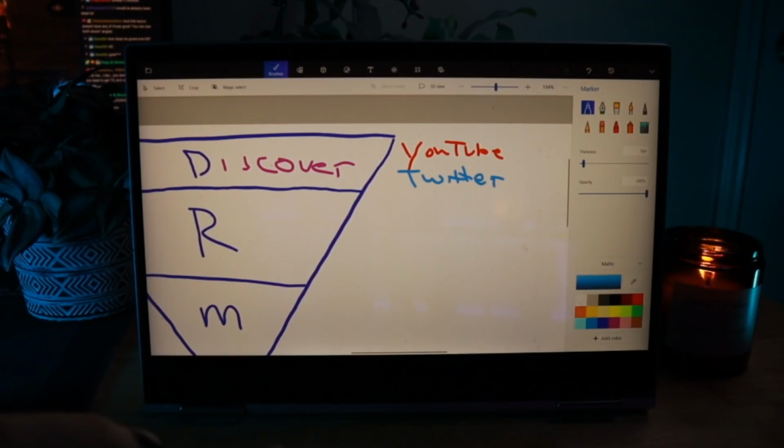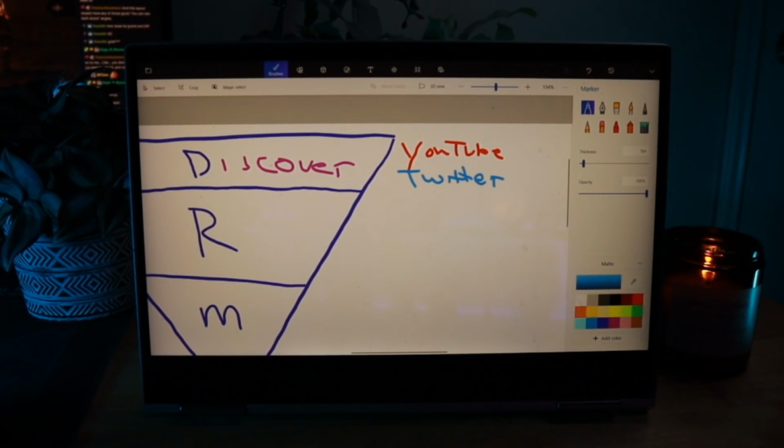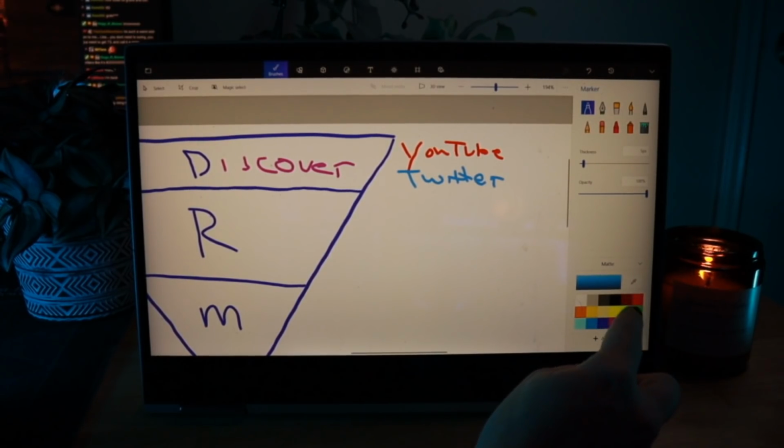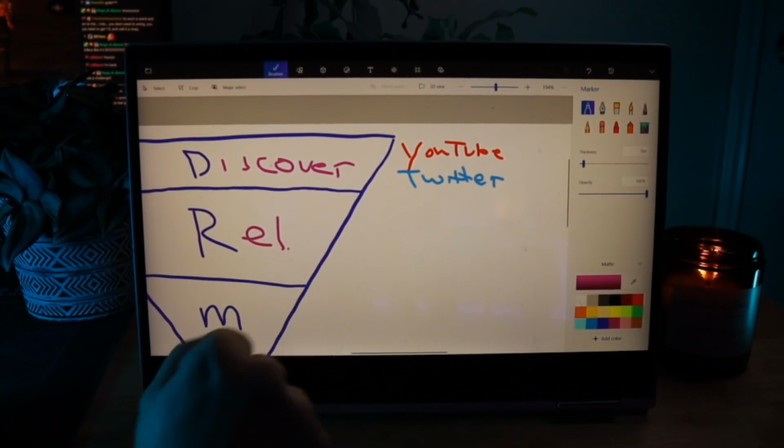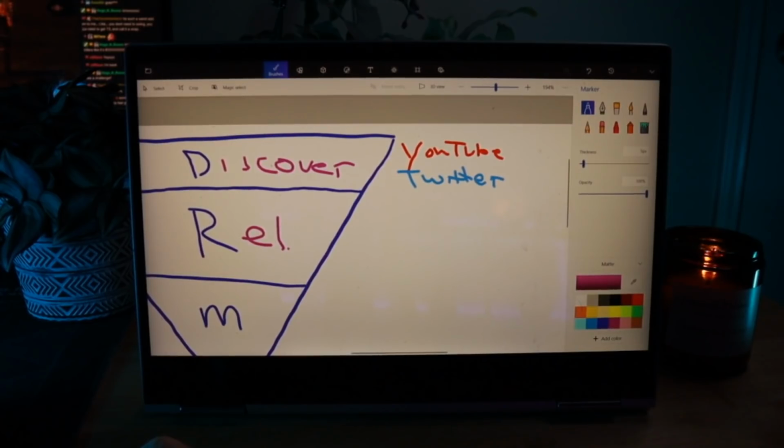So this discover section is obviously the section where someone becomes aware of us. We generate a ton of awareness for our brand and our content from YouTube and Twitter. And then we bring people into the next section of this funnel, which I don't have the space to write out, but it's relationships. So this is your relationship-based content.